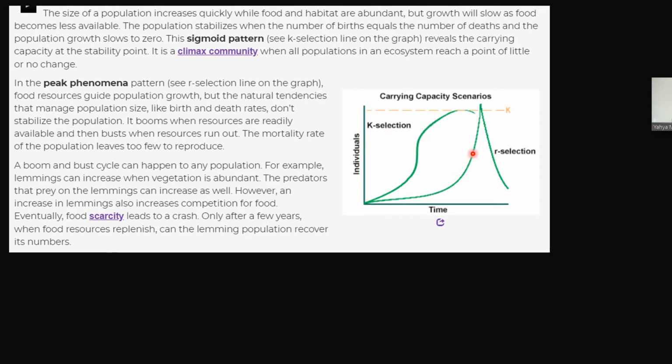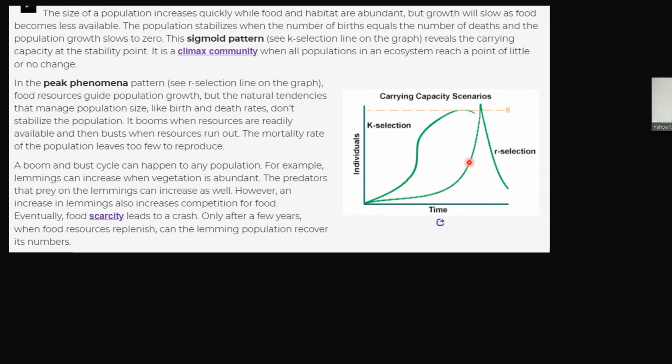Now in the peak phenomenon, we see the R selection. Peak phenomenon looks like a peak, right? It's food resources guide population growth, but the natural tendencies that manage population size, like birth and death rates, don't stabilize the populations. So these kinds of things like rabbits, that have this kind of growth pattern, they have booms and busts. That means in the K selection, you can see it's pretty much stable. It's not growing too fast or coming down too fast. It's kind of staying around the carrying capacity.